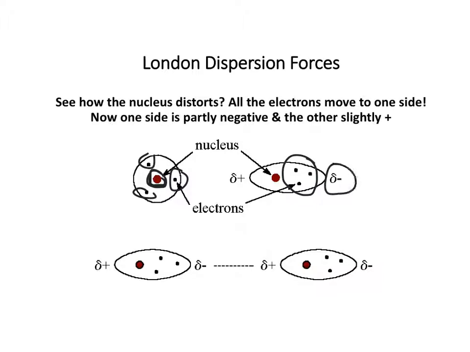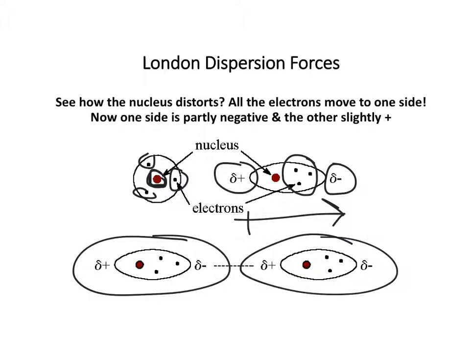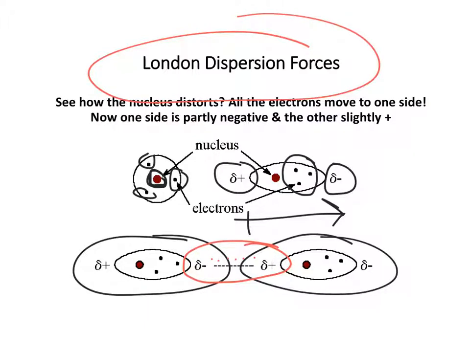That makes it more negative on this side and more positive on this side. We call that positive and negative side a dipole. And the dipole just means two poles, or a positive and negative end. Now, if we have atoms that have a positive and negative end, these negative and positive ends between elements or molecules slightly attract each other. We call that the London dispersion force.